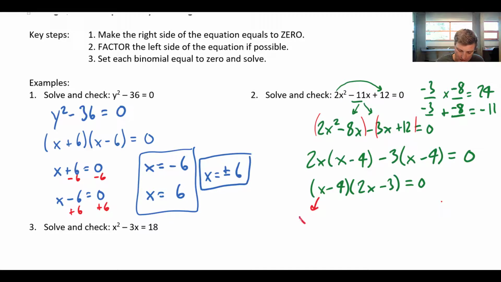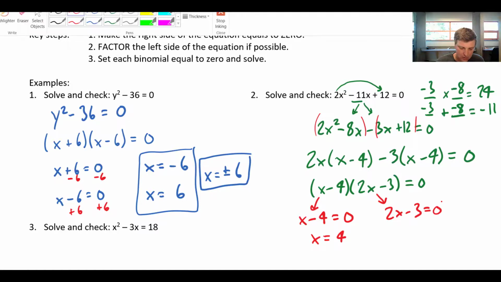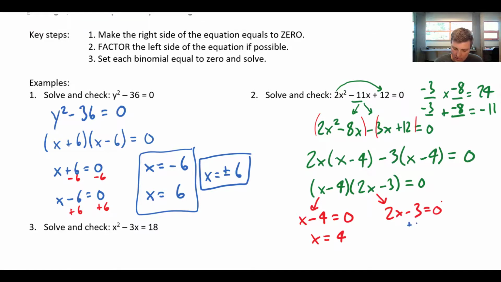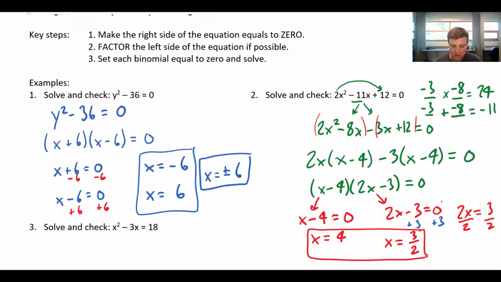So either x minus 4 equals 0, which just becomes x equals 4, or 2x minus 3 equals 0. And this one's a little bit trickier, so I'll do this one. So I'm going to add 3 to this side, add 3 to that side, and I get 2x equals 3. Then I'm going to divide by 2, and so I get x equals 3 over 2. And those are my two solutions.